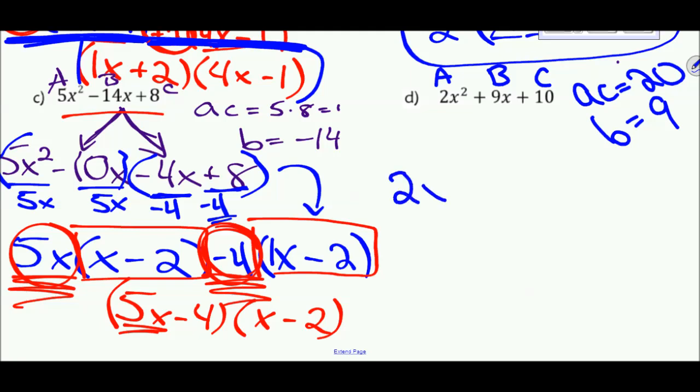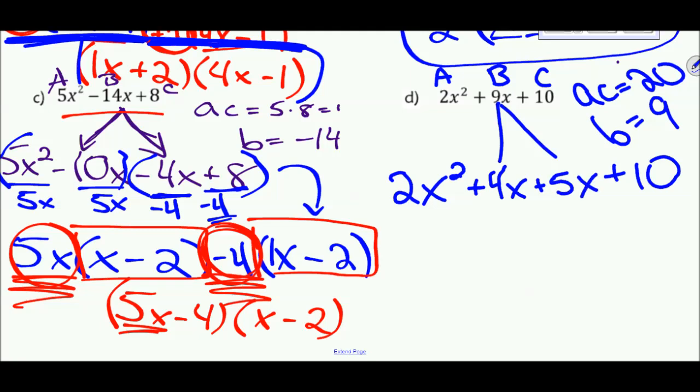I'm going to keep everything the same, except this middle term. That's going to split into two separate things. What are those two terms? Layla, what are those two terms? Yeah, call that 4x and 5x. 4 times 5 gives me 20, and 4 plus 5 gives me 9.